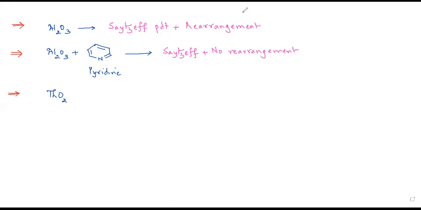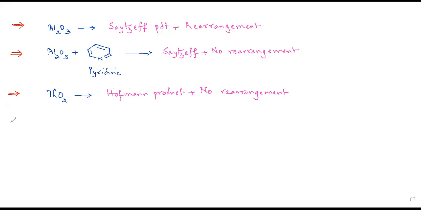See, with the thorium dioxide, we have another interesting scenario. We have Hoffman product, but no rearrangement. I have so many examples. We'll go for some questions after the preparations and all these.